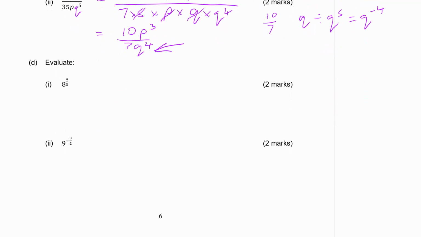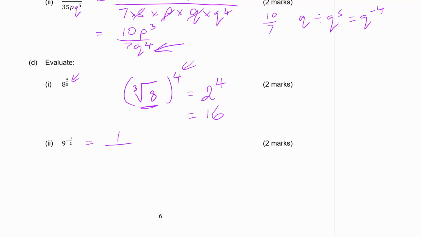Now, here we have 8 to the power 4 over 3. Now, you need to know the meaning of this fractional index. The 3 on the bottom means that we're doing the cube root of 8, and then the 4 on the top means that gets raised to the power 4. Well, the cube root of 8 is 2, and of course I've just written that 2 down in error. That would be 2 to the power 4, because it's this 4 here that we're talking about. The cube root of 8 is the 2. The 2 to the 4, 2 times 2 times 2 times 2 is 16.